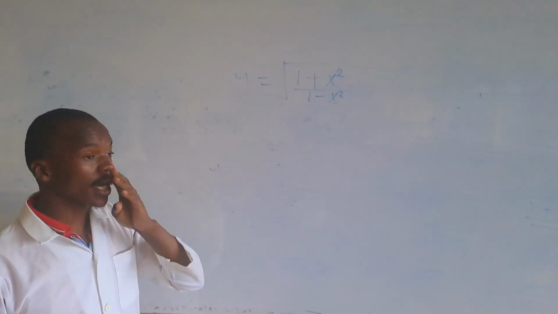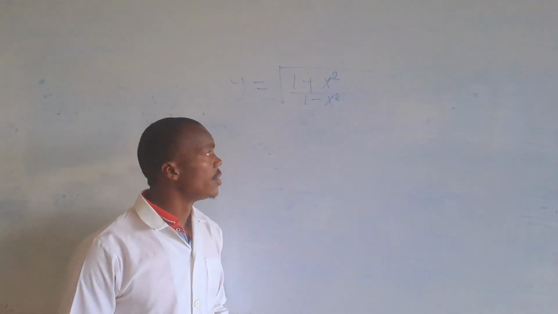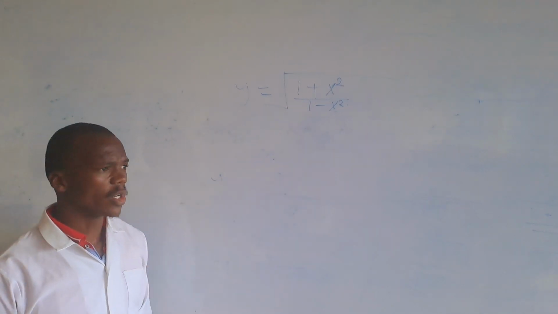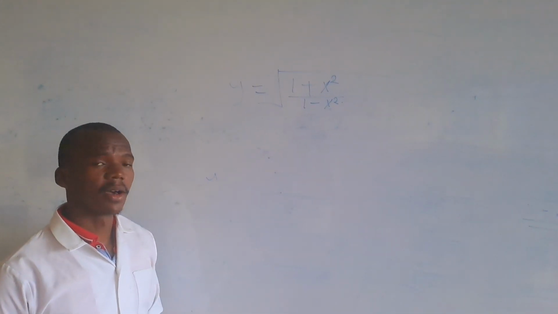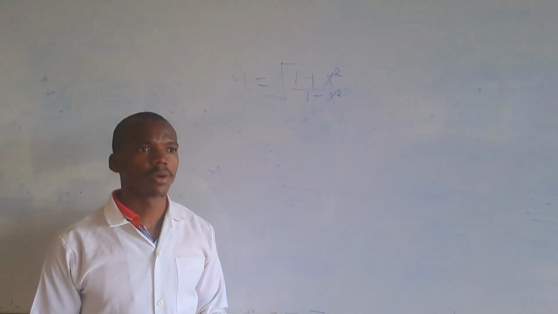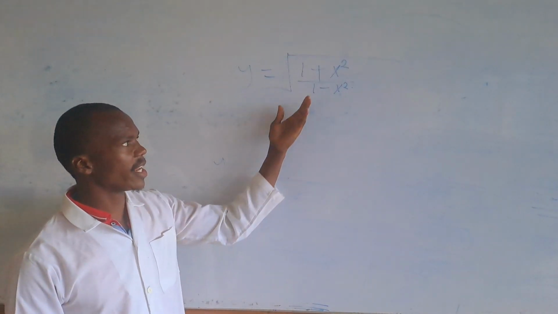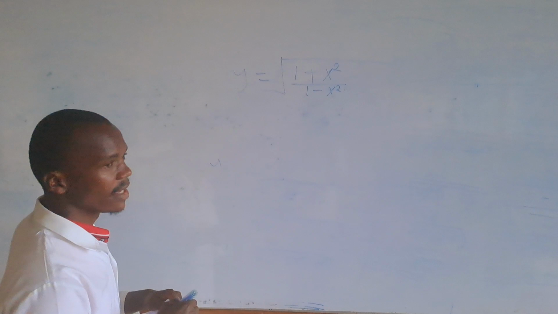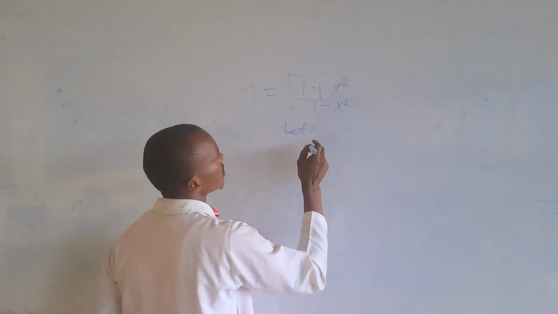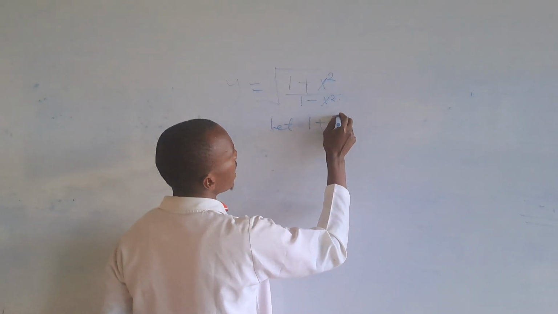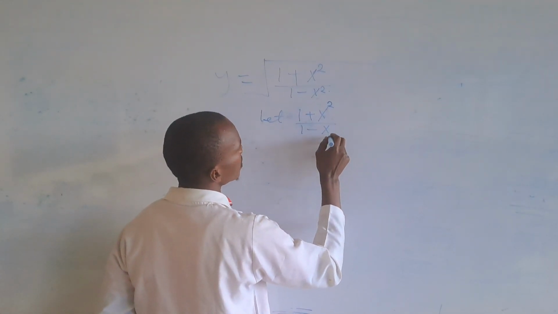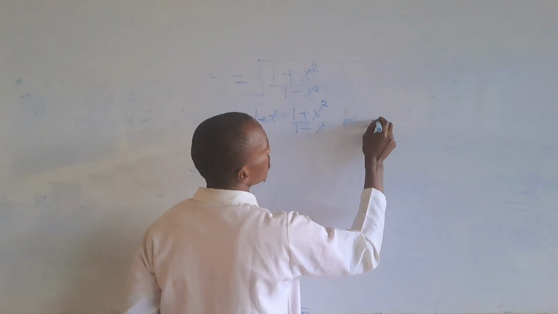So if you take this one, we can apply two formulae that will help us to solve this. One, we'll use the chain rule. Another one we'll also use is the quotient rule. That also will help us to solve this. So for us to solve this one, let 1 plus x squared over 1 minus x squared be u.